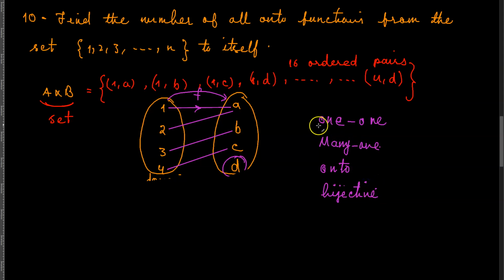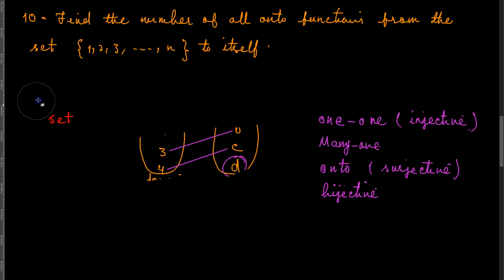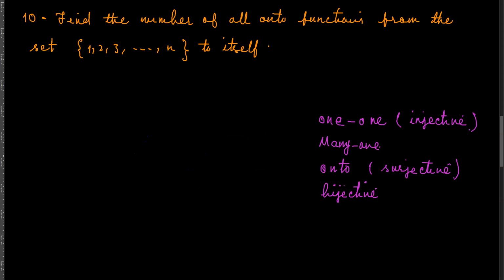A 1-1 function is also called an injective function. A many-1 function doesn't have any such name as far as our text is concerned. An onto function is also called a surjective function. And a bijective function is also another type of function that we will talk about. So now, let's take a look at each of these types of functions.